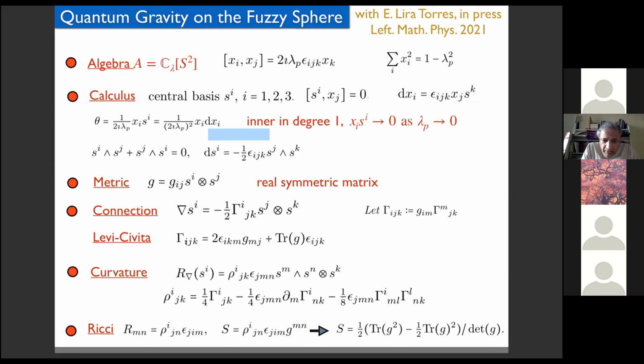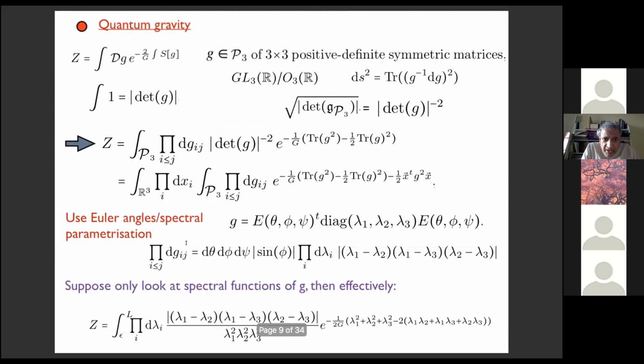So it comes out nice. So now we can do quantum gravity on the fuzzy sphere. It's Euclideanized. We're going to integrate over the space G, which I've called P3 here, of 3 by 3 positive definite symmetric real matrices. This is a homogeneous space that can be identified with this. It has a natural classical metric on this moduli space, which is this one. So when we integrate over the metrics, we're integrating over the classical moduli P3. So that's easy.